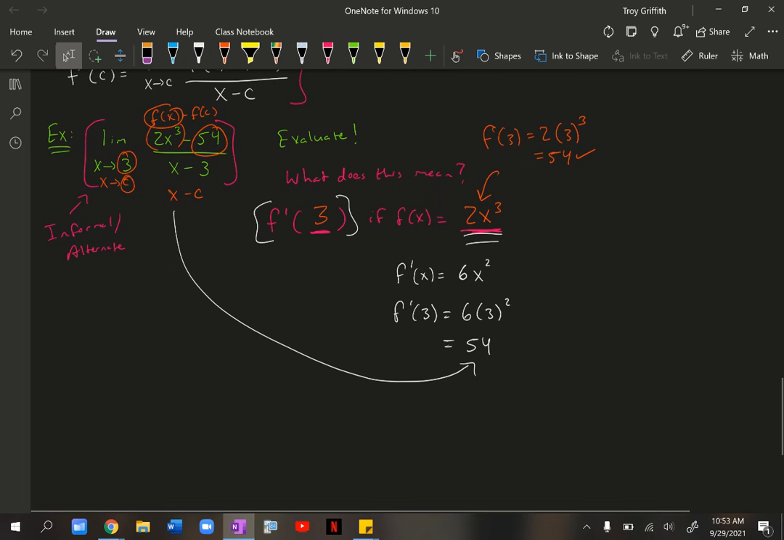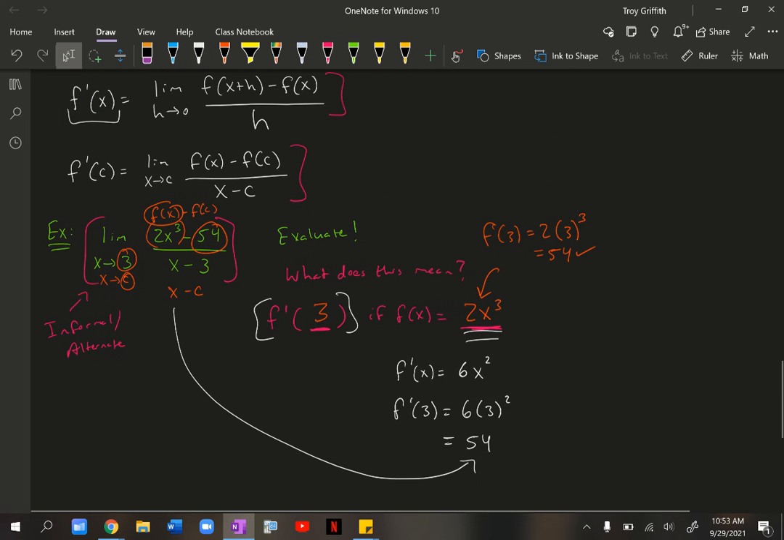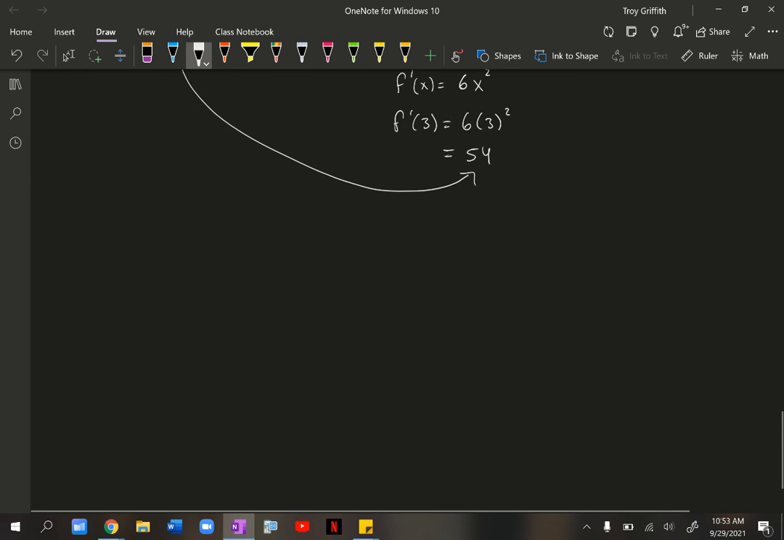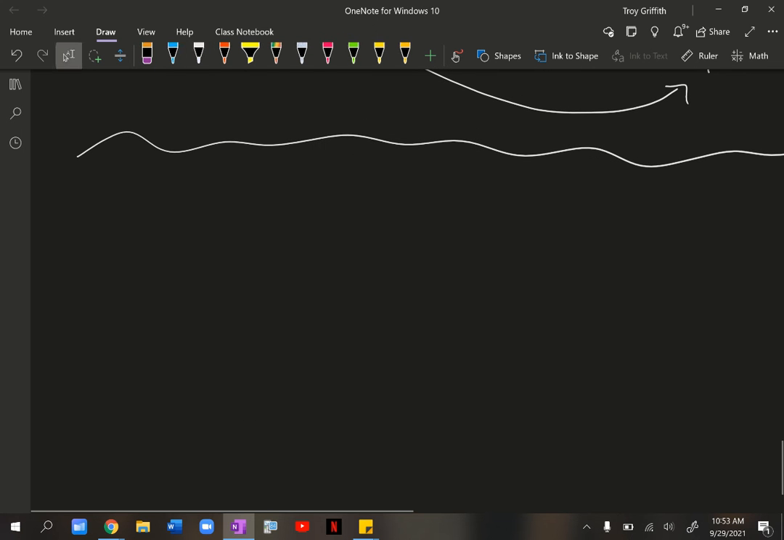So this is, again, another pattern matching thing where I'm fitting the pattern of the formal or the informal definition of a limit and figuring out what it means. And then once I figure out what it means, I can use the power rule to evaluate. All right, one more, and then I will be finished, I promise.